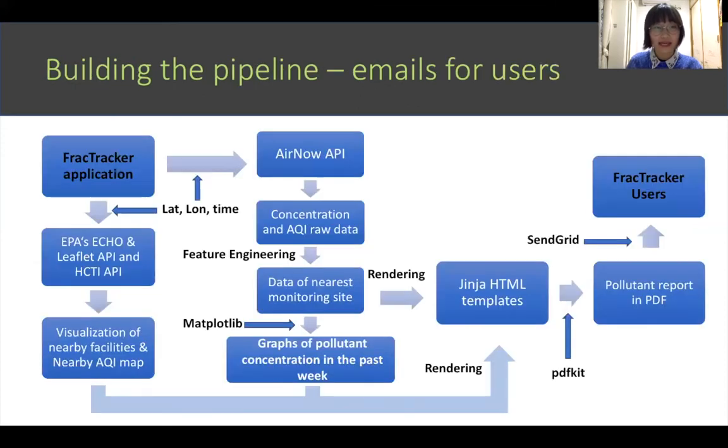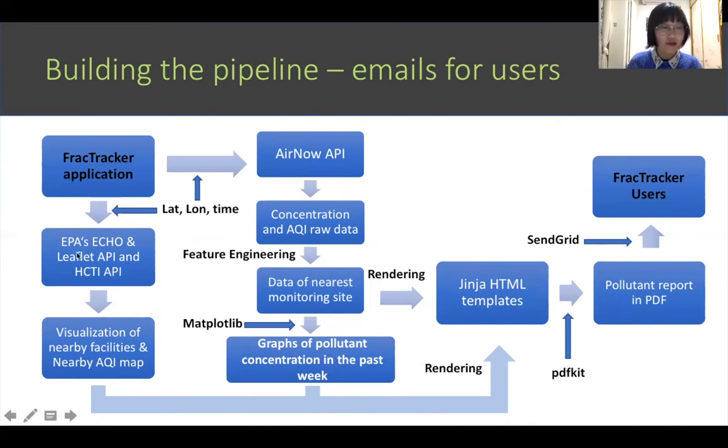And next, we can dig into a more complicated pipeline to send the email with report to the users. The first branch produces pollutant-related data. It takes the latitude, longitude, and time as input into the AirNow API, where we could get the concentration and AQI raw data. By performing some feature engineering work, the data of the nearest monitoring site could be returned. And we also plot the graphs of pollutant concentration in the past week using Matplotlib.